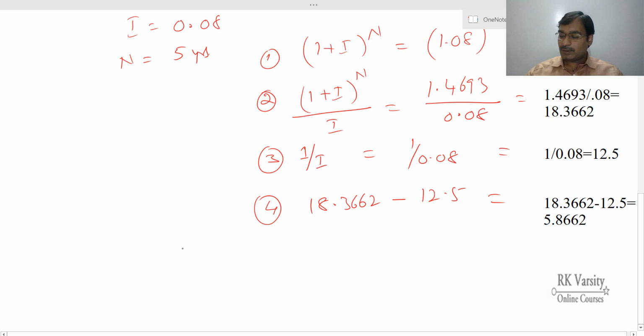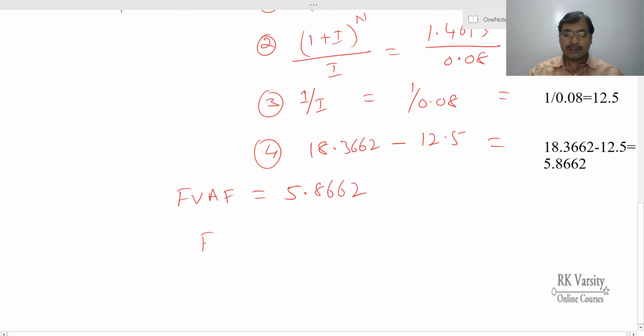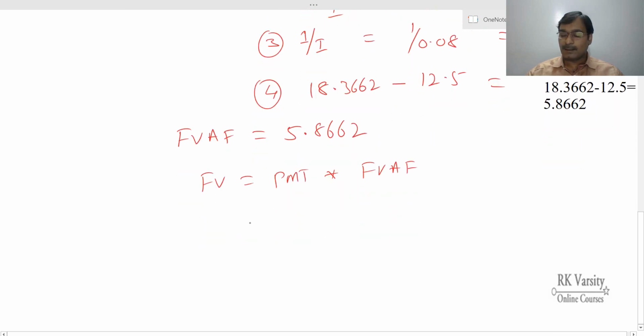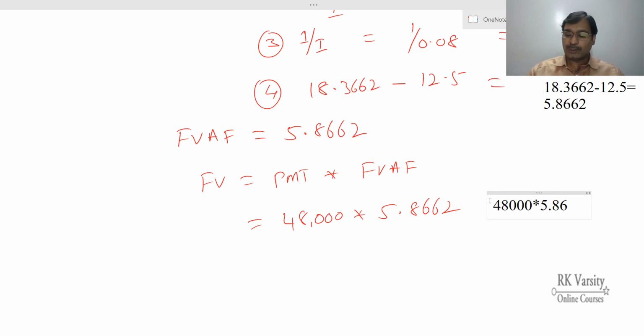So your future value annuity factor is 5.8662. Then your future value amount is the payment times the future value annuity factor. So the payment we are making here is 48,000, and this multiplied by 5.8662.